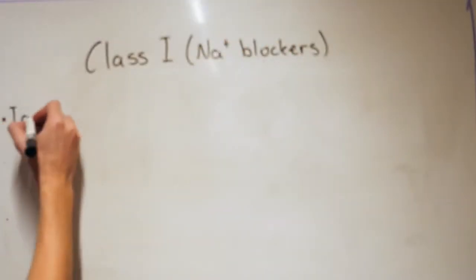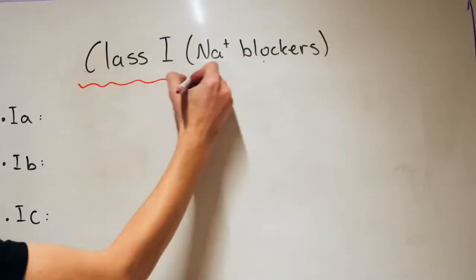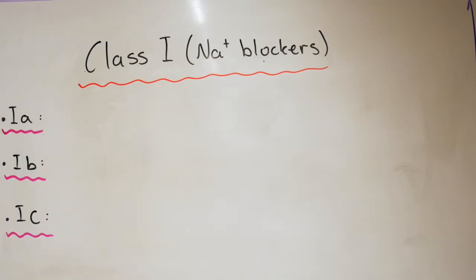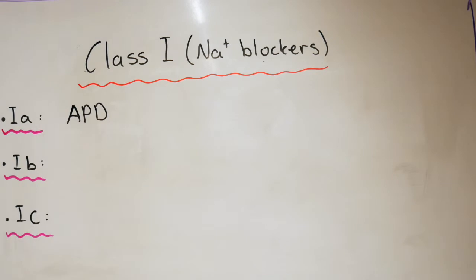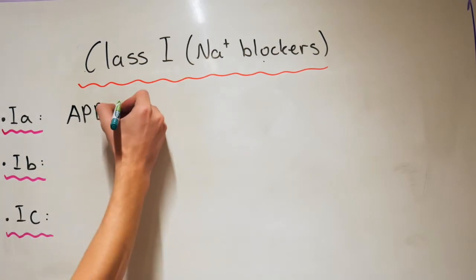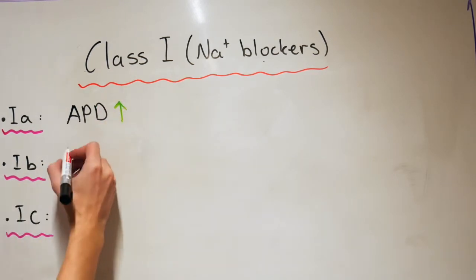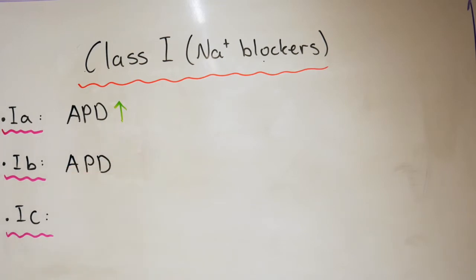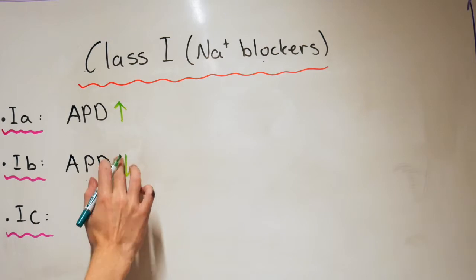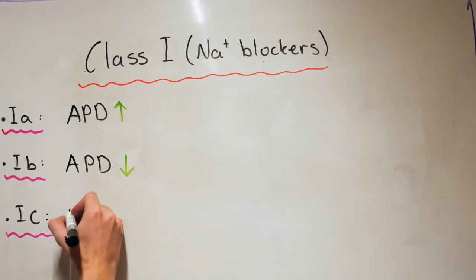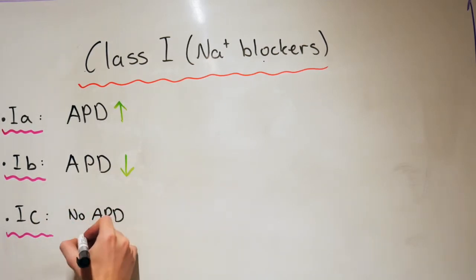Class 1 antiarrhythmics inhibit sodium channels. The classes are further divided into 3 categories. Class 1A drugs inhibit sodium channels at Phase 0, resulting in a longer action potential and effective refractory period. Class 1B drugs slightly decrease action potential duration, increasing their frequency. Finally, Class 1C drugs also block sodium channels. However, they have no effect on the duration of action potentials.